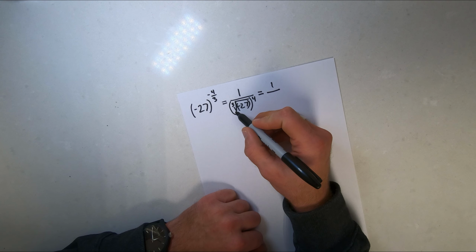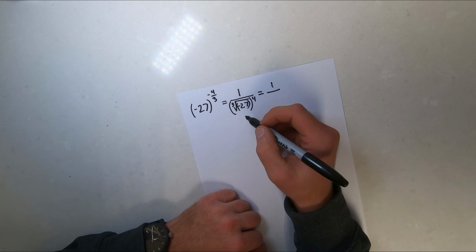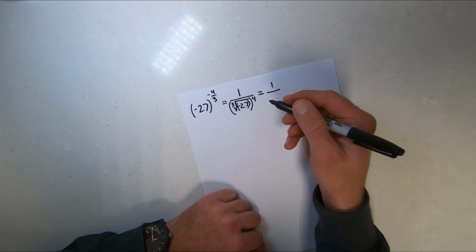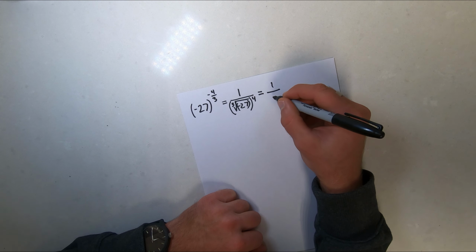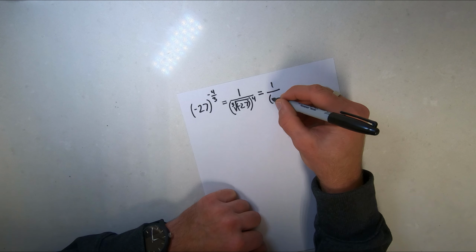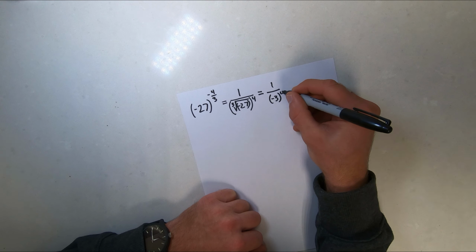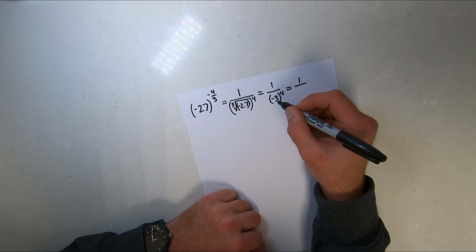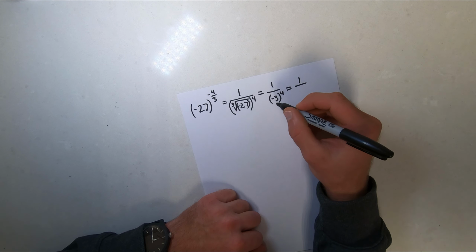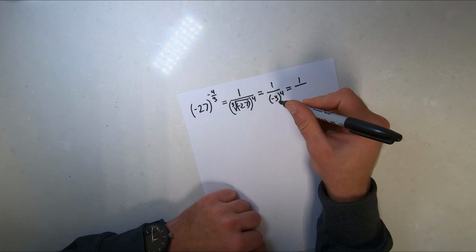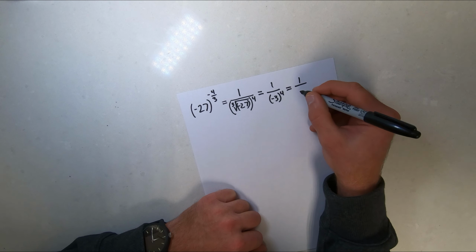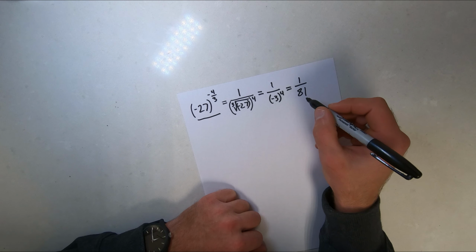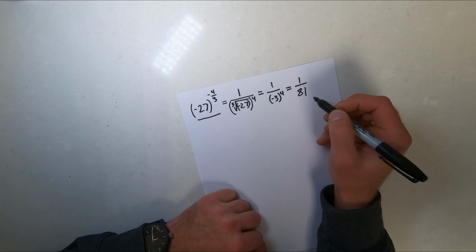So what is the cube root of negative 27? Well, we know that the cube root of 27 is 3. And then we just add the negative. So we have, in the denominator, negative 3 raised to the 4th power. So now, what's negative 3 raised to the 4th power? 3 multiplied by itself 4 times gives us 81. So this simplifies into the fraction of 1/81.